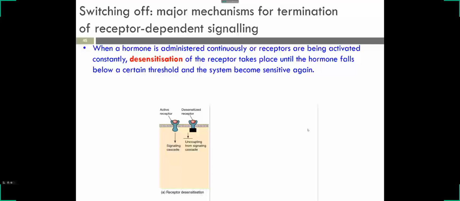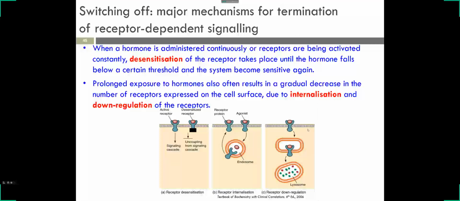And this desensitization means you can no longer cycle. Remember that cycle of receptors. You can no longer keep reactivating the same receptor until the hormone or the drug that you're adding falls below a certain threshold, and then the system can become sensitive again. So prolonged exposure to hormones often results in a gradual decrease in the number of receptors expressed on the cell surface due to internalization and downregulation of the receptors.